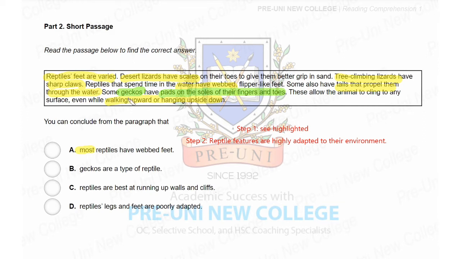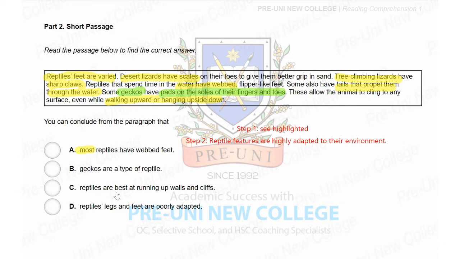So even though it doesn't directly tell us that a gecko is a lizard, since it's been included in the list of different reptile features, we can make the logical assumption that a gecko is a reptile. So this answer option actually makes sense.